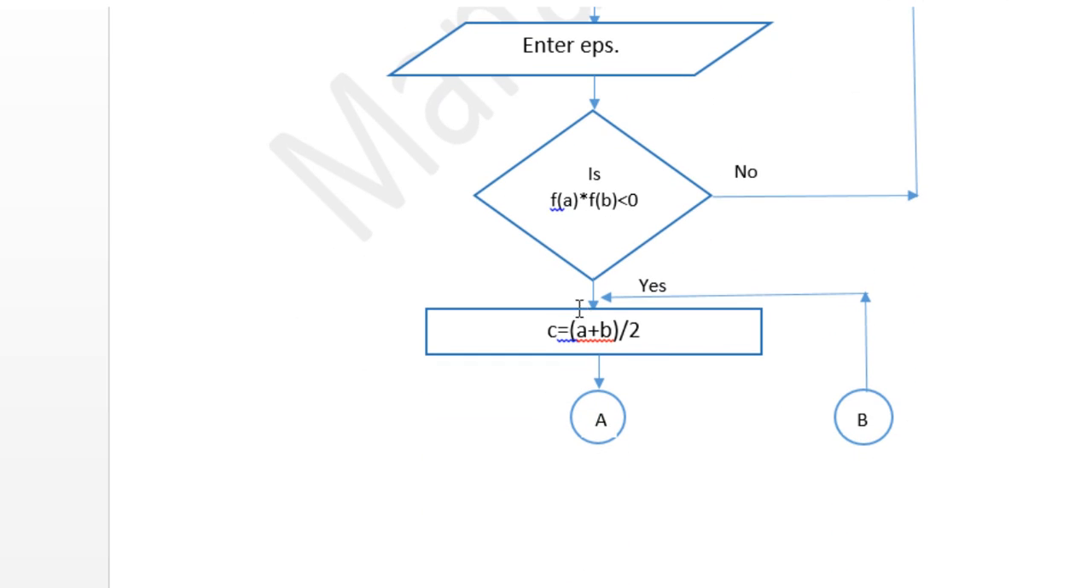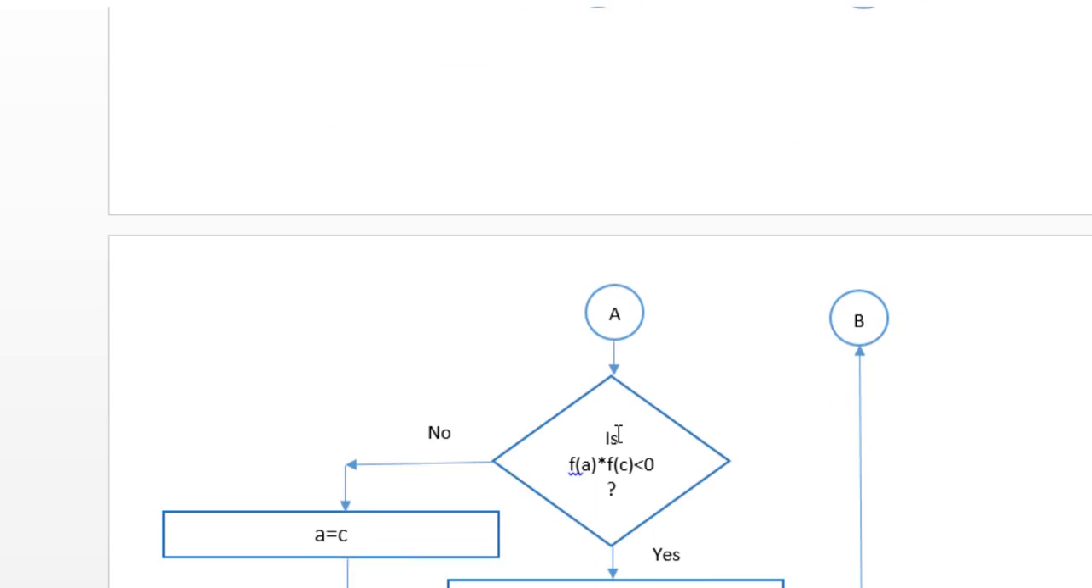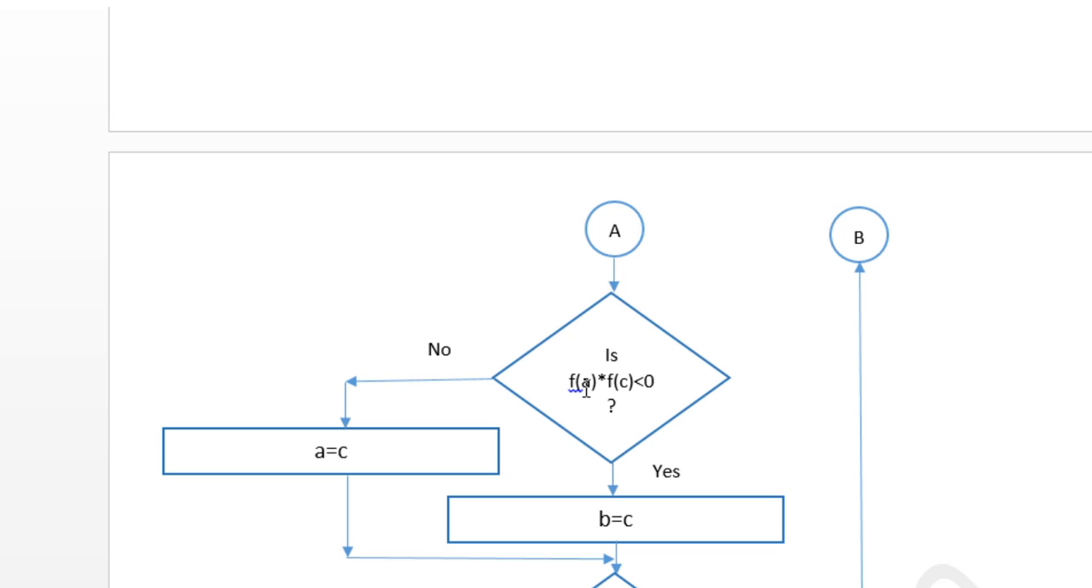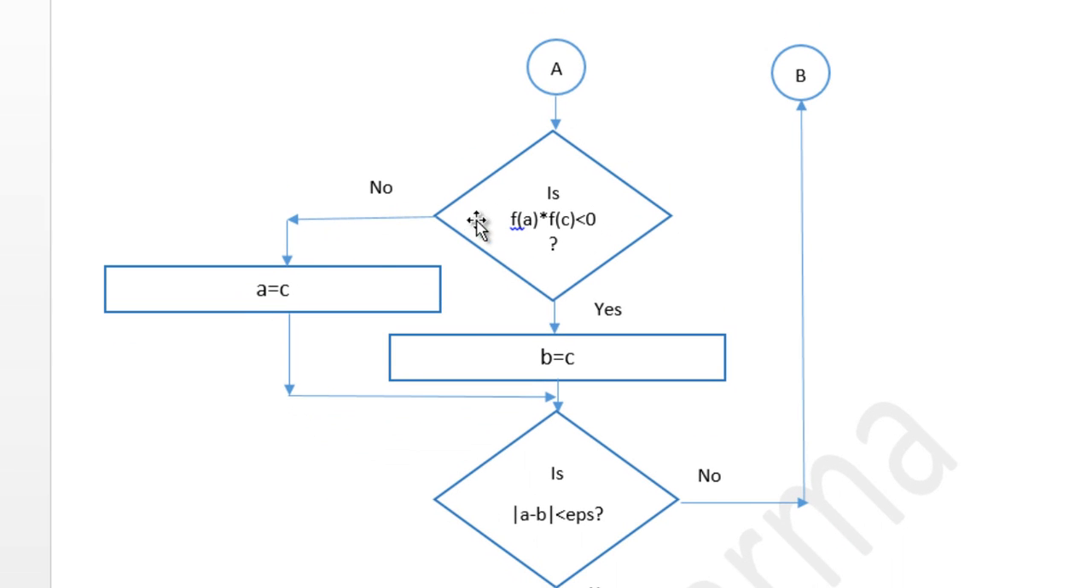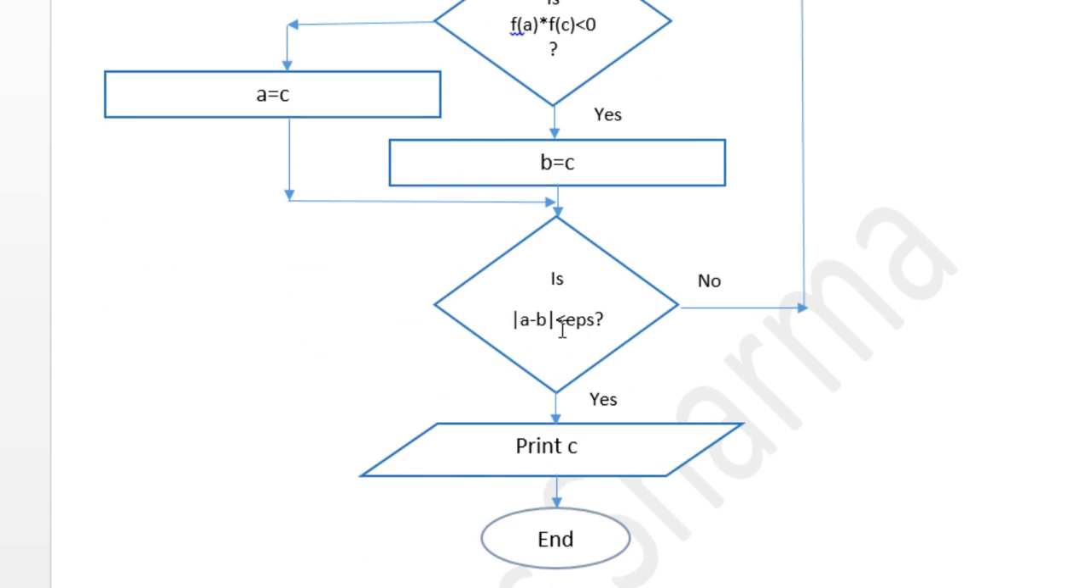So if it is negative, that is the root lies between A and B, then we find C, which is half of the sum of A and B, and then we move on to the next step where we calculate if f of A into f of C is less than 0. If it is true, then we make B equal to C, otherwise we make A equal to C. Then we check whether the absolute difference between A and B is less than the desired accuracy or not. If it is less than the desired accuracy, then we just go ahead and print the value of C.